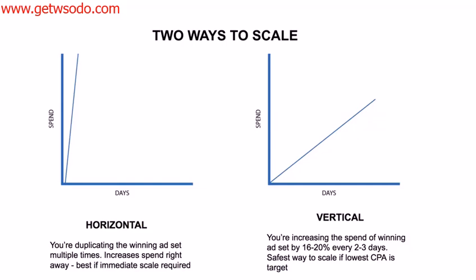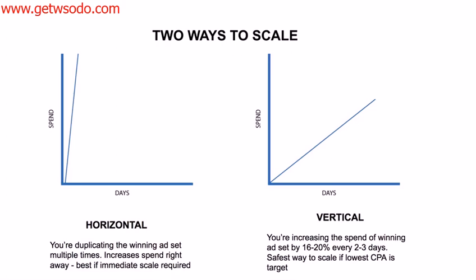So horizontal scaling is a very aggressive way to scale, as you can see from the graph. Your spend can almost triple within a 1 hour time frame, whereas vertical, it can take up to 5, 6 days to get to that same amount of spend.